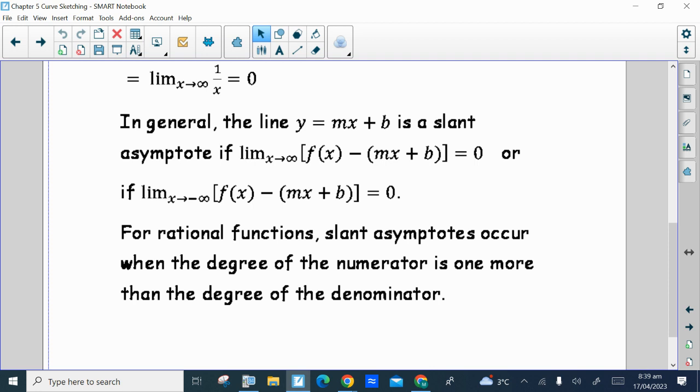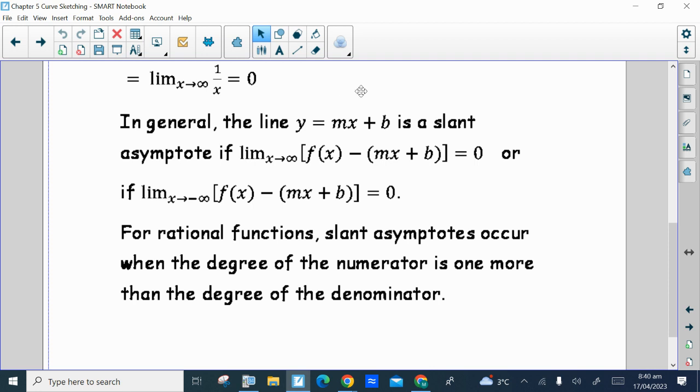Okay, so for rational functions, slant asymptotes will occur when the degree of the numerator is 1 more than the degree of the denominator. We didn't look at ones like that before. We looked at ones where the top had a degree less than the bottom, and when that happened, the x-axis was an asymptote. We saw that when the degrees were the same, we could divide those coefficients, and that gave you the equation of the horizontal asymptote. But now we have examples where the degree of the top is 1 more than the degree of the bottom. That's when you have a slant asymptote.